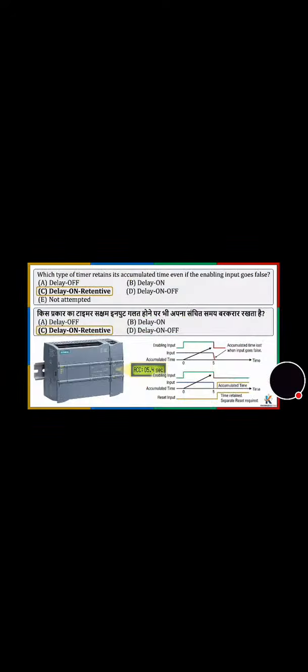Which type of timer retains its accumulated time even if the enabling input goes false? The correct answer is option C, delay on retentive. Now move towards the next question, very important question.